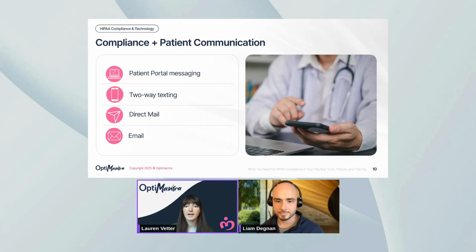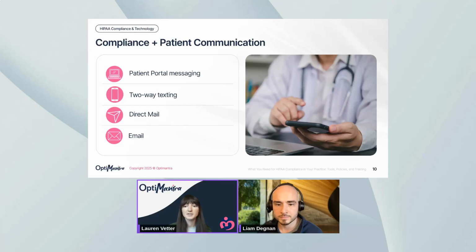So as we look at compliance and patient communication, it's easy to hop right into the policies and risk assessments, but this is where we see a lot of providers unintentionally slip. So they want to reach you in multiple ways and multiple channels. So your portal, two-way texting, direct mail, but they all have those compliance considerations. So patient portal messaging, it's always the safest because it's built for HIPAA. What we found is a lot of patients choose to not use that and do prefer other methods.